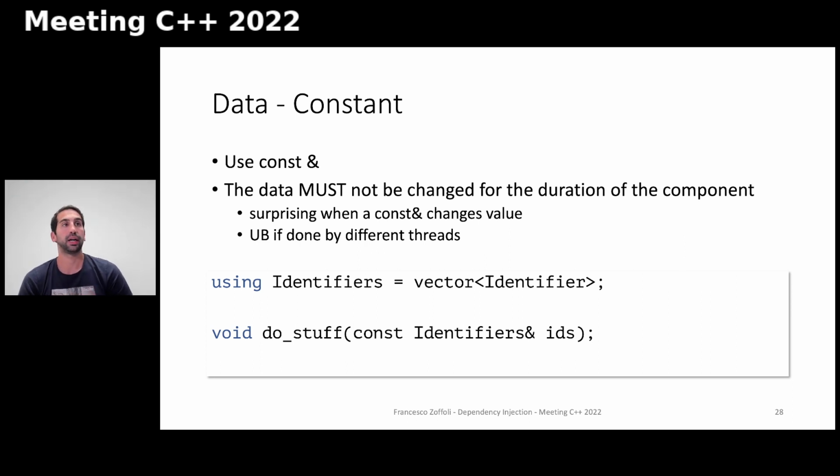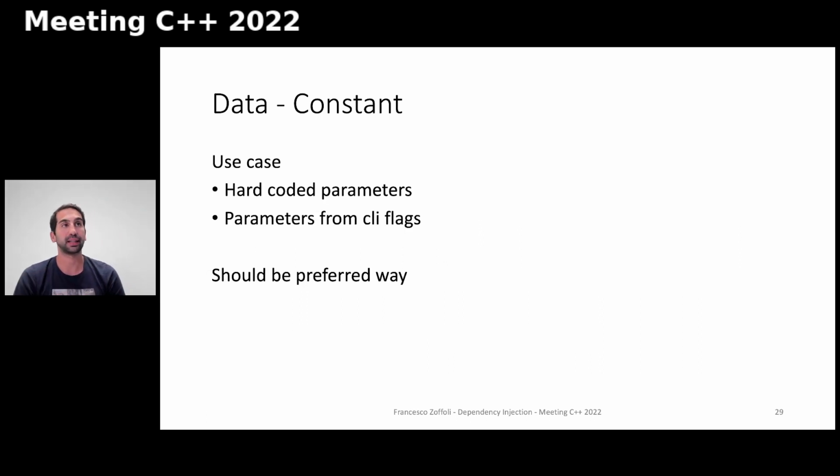which make the code quite complicated. Unfortunately, in C++, there isn't a way to say, pass me a reference which you are not going to modify. But this is a constraint that is quite easy to follow. For example, if you declare your variables as const, this is just going to work. And the use case for passing data as a const is, for example, when you have hard-coded parameters, timeouts when you're making calls, or parameters from a CLI flag.